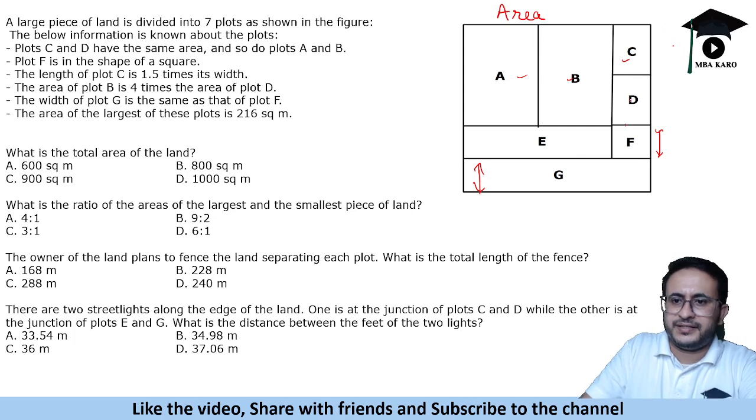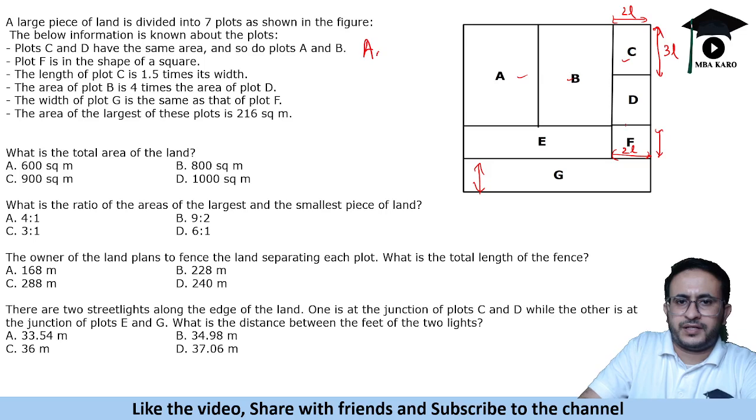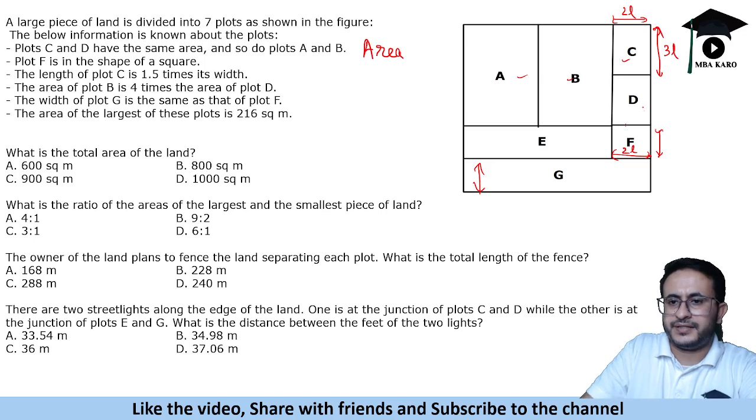So let us say the length of this portion is 2L. Why are we taking 2L? Because this is 1.5 times, so this will be 3L. This is also 2L. This graph is an area graph. 2L, 3L, 3L. So its area is 6L square.